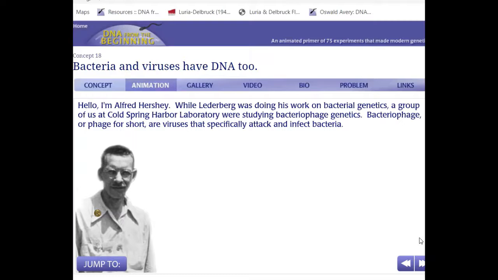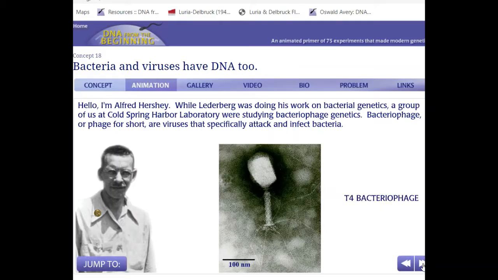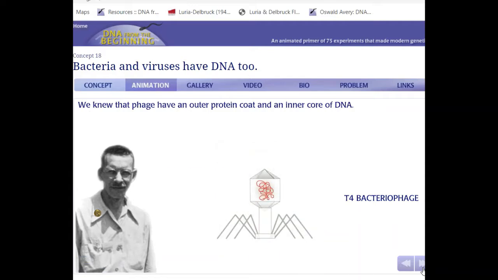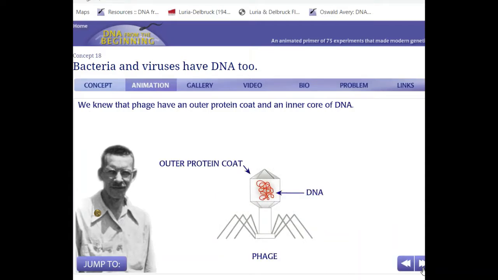So this is Alfred Hershey. While Lederberg was doing his work on bacterial genetics, a group of others, including Hershey, was doing experiments at the Cold Spring Harbor Laboratory, which is hosting this animation itself. They were conducting experiments on bacteriophage genetics. As we mentioned earlier, a bacteriophage, or phage for short, is a virus that attacks and infects bacteria. This is a T4 bacteriophage, and you can see it has a capsid as well as some tail fibers. The phage had an outer protein coat and an inner core of DNA.